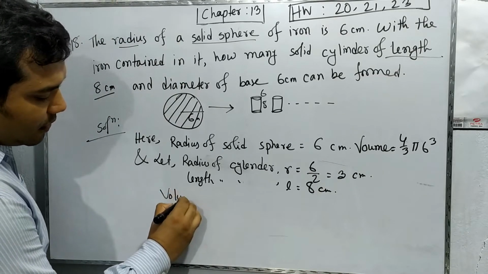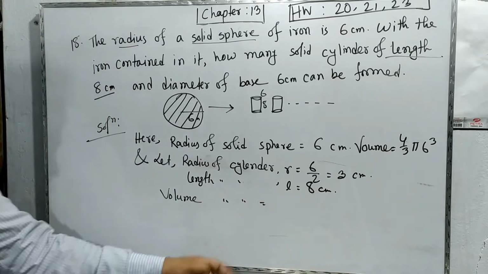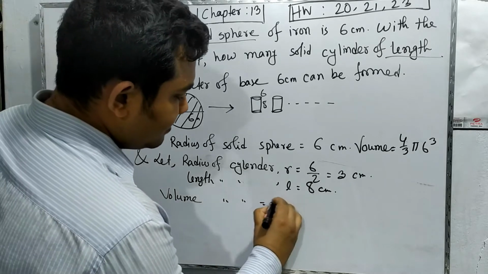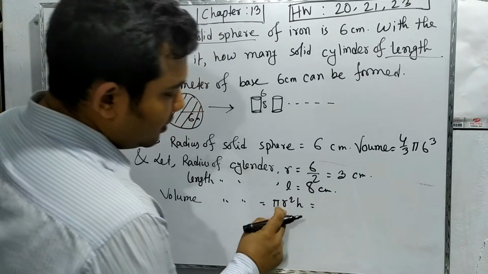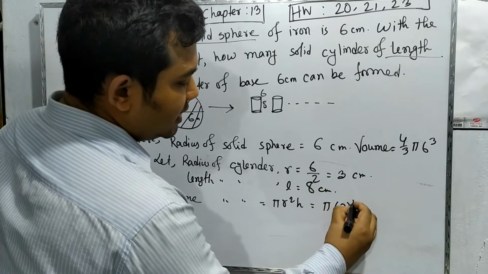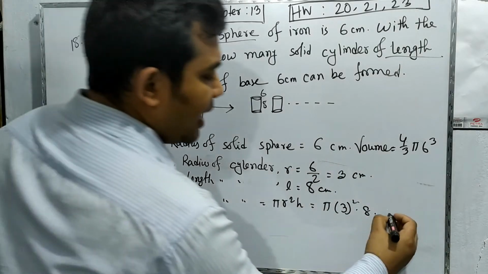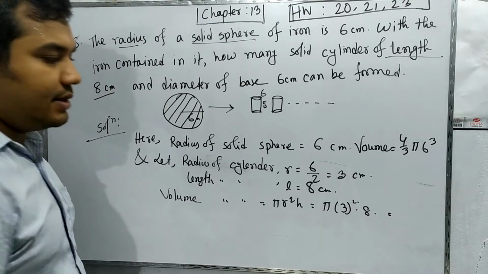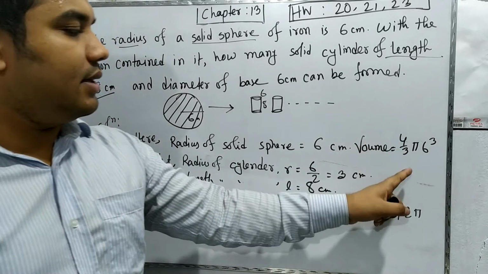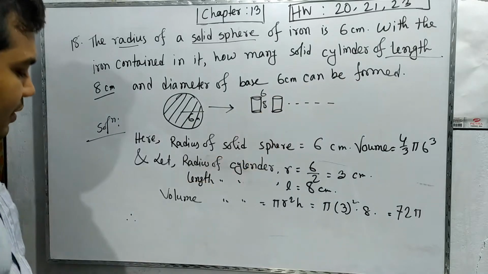So what will be the volume of the cylinder? What is the volume of the cylinder? Can you remember this? Yes, pi r square. So r square, this is 3 square, so pi into 3 square into 8. If we calculate this, it will be 9 into 8, that is 72 pi, and here is 4 by 3 pi 6 cube. Now the number of cylinders that can be formed.